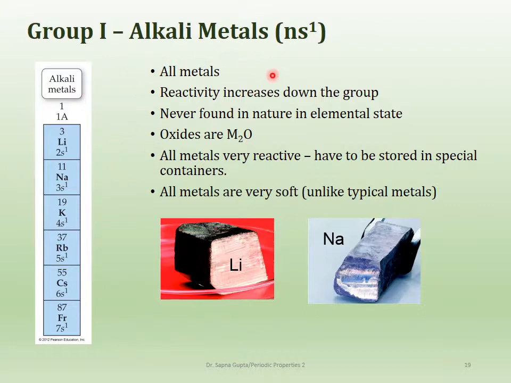So first of all, alkali metals are all metals. The reactivity increases as you go down because remember, the metallic character also increases as you go down. You can never find alkali metals in their elemental state in nature, okay, which means that you cannot go out anywhere and find sodium or potassium. These things actually have to be isolated and stored in a very specific location in conditions because these are very reactive elements. Their oxides are always going to be M2O, which is Na2O or K2O, for example, because of course they give only one electron.